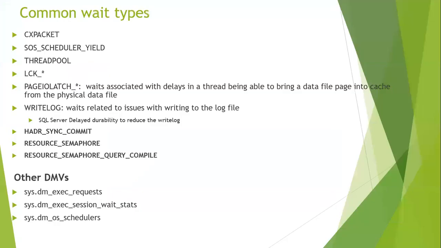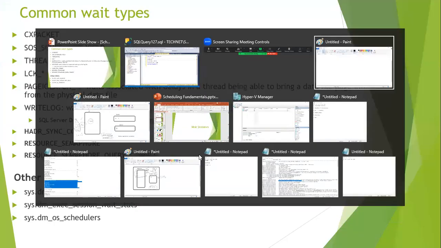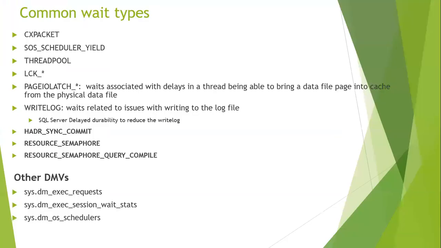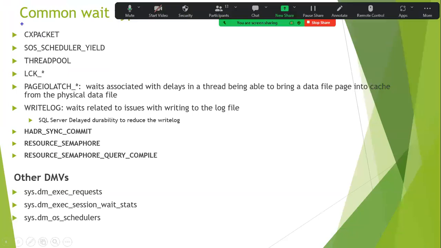Fine. So we will see, I'll spin up some query and execute it to get the result set, right? That is what you see as CX packet. CX packet or CX consumer is basically, if the thread is running in parallel, then we see that the wait type is marked as CX packet, so it is a notification that the query is running in parallel, right?